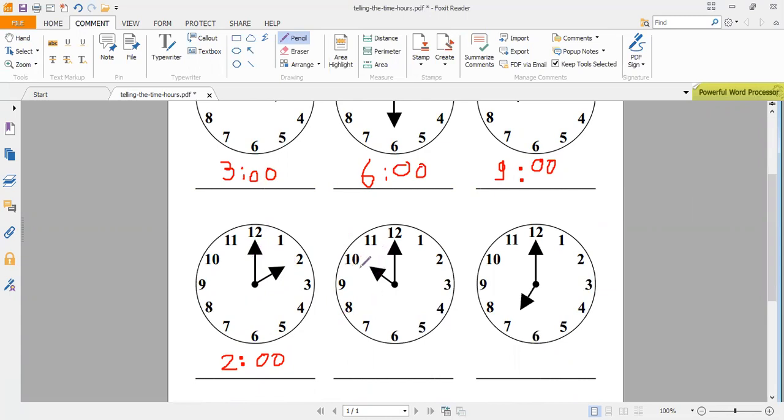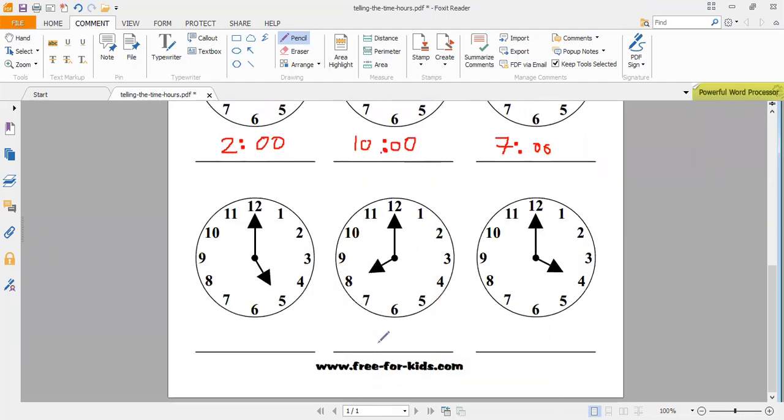Here the hour hand refers to 10, and the minute hand refers to 12, which means I'm going to write 00. Don't write 12. The hour hand here refers to 7, so I'm going to write 7, two dots. The minute hand refers to 12, which means I'm going to write two zeros. Try to do these three by yourself.